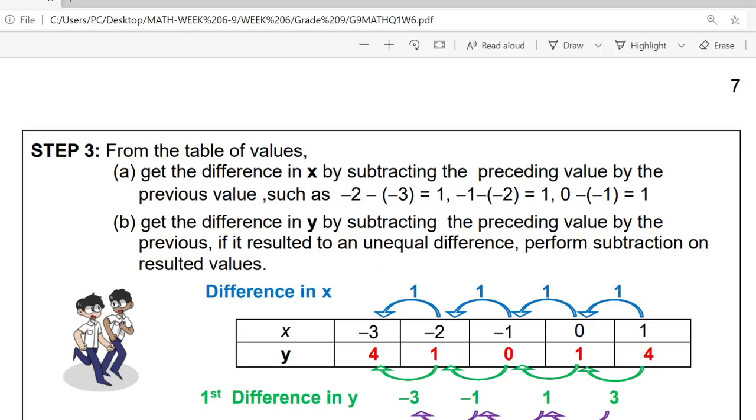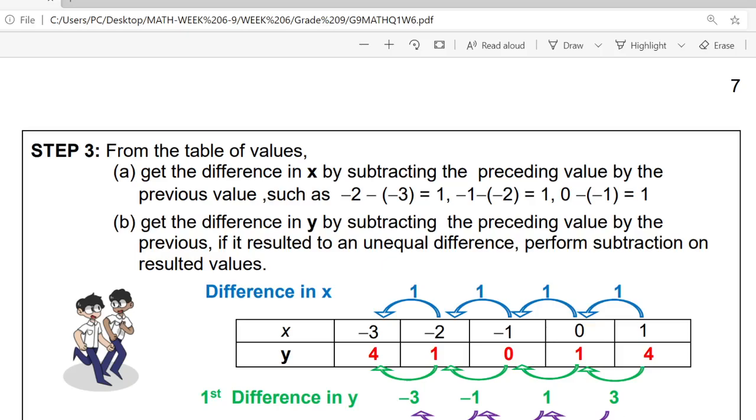Get the second differences. Again, we will subtract. 3 minus 1 is 2. 1 minus the negative of 1 is 2. Negative 1 minus negative 3, because negative 3 is preceded by a negative, this will become positive. You're going to subtract, and that will become positive 2.